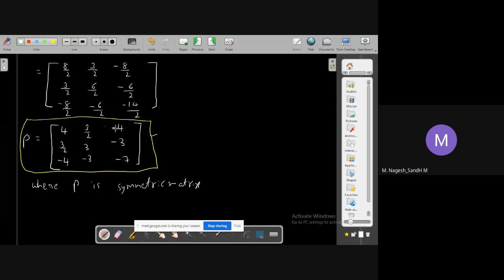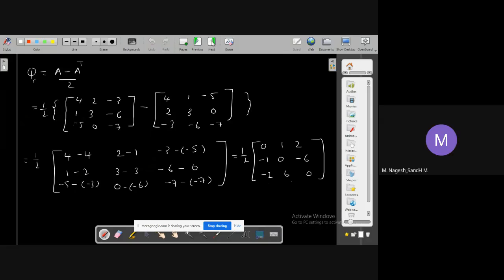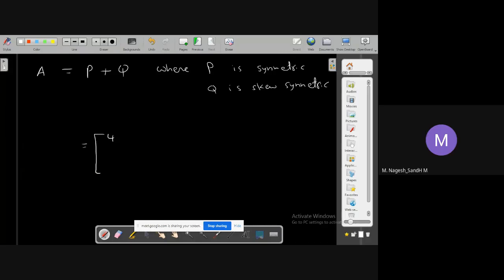P equals 4, 3 by 2, minus 4; 3 by 2, 3, minus 3; minus 4, minus 3, minus 7. Okay, can anyone remember these rows? 4, 3 by 2, minus 4. 3 by 2, 3, minus 3. Next, minus 4, minus 3, minus 7. Good, sir.